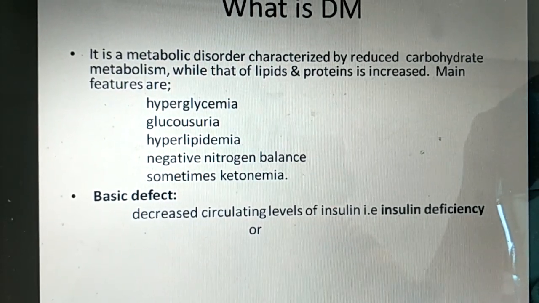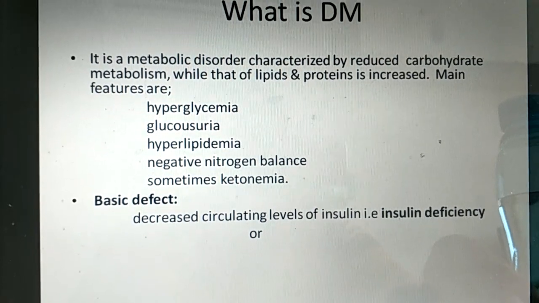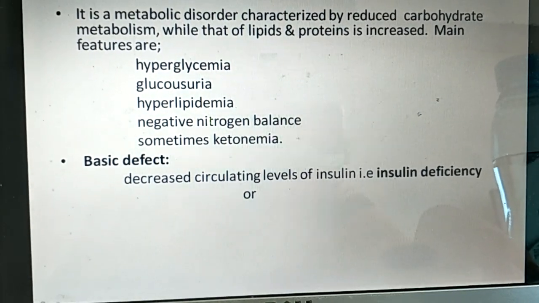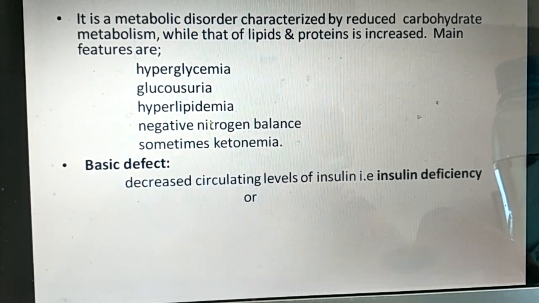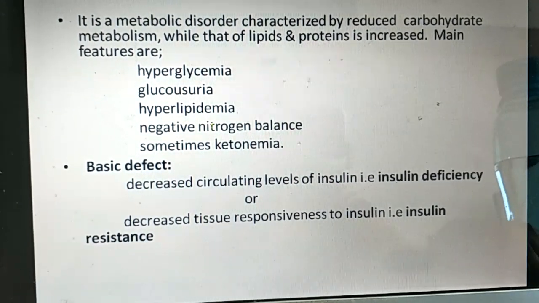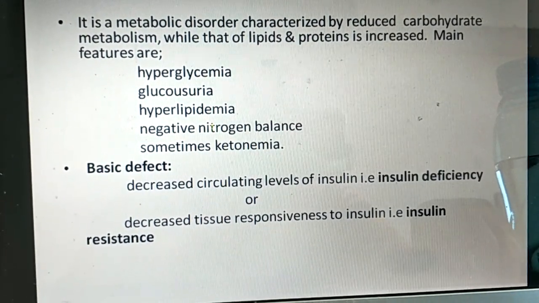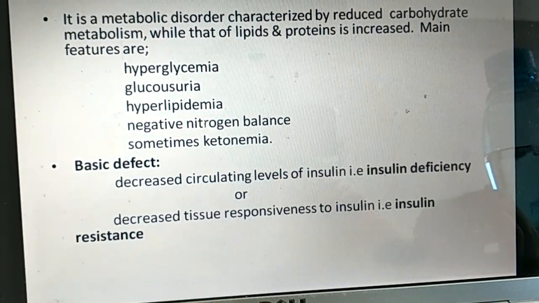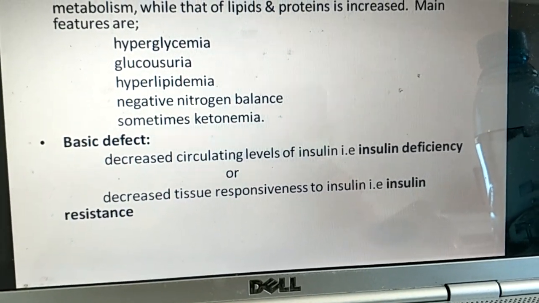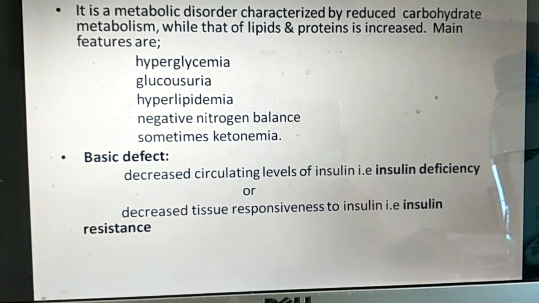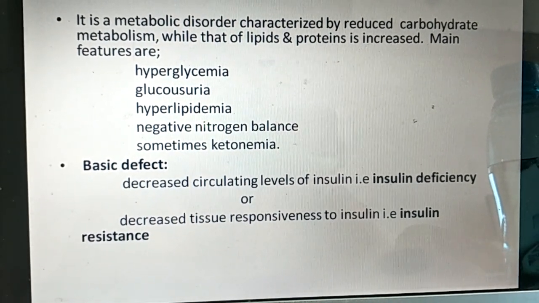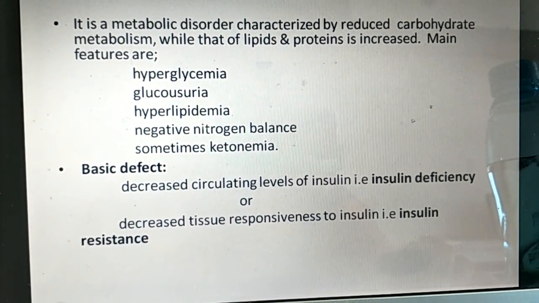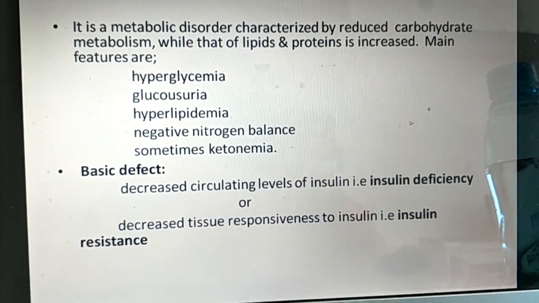It is reduced levels of the pancreatic hormone insulin. Its secretion is decreased. Insulin deficiency. Sometimes levels are normal, but the responsiveness of the target organs to insulin is less. The liver, fat cells and muscles are less responsive to the effects of insulin. That condition is known as insulin resistance. So in both conditions, either levels are low or the tissues are not responding, there is reduced effect of insulin, which causes these metabolic disturbances.